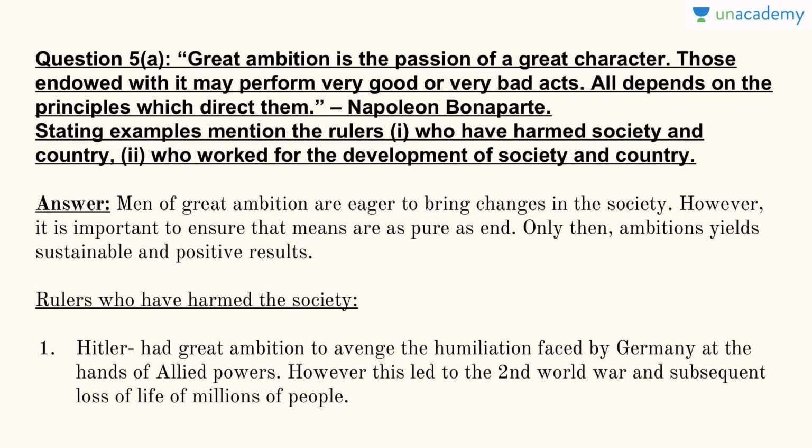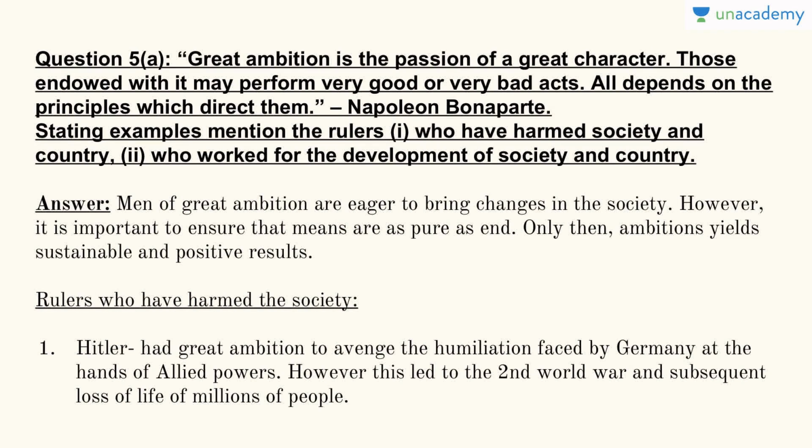Question number 5a: Great ambition is the passion of a great character. Those endowed with it may perform very good or very bad acts. Now all depends on the principles which direct them. This was said by Napoleon Bonaparte. So stating examples, mention the rulers who have harmed the society and country, who worked for the development of society and country.